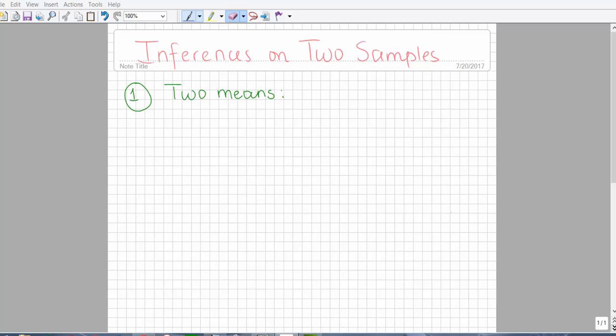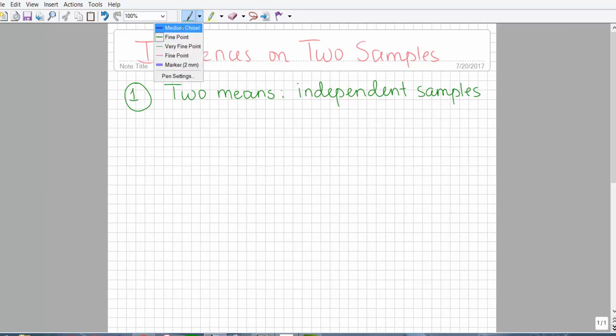So this is chapter 9, which is really a continuation of chapter 8, where we discussed hypothesis testing, but in this case we're going to talk about two samples. In the first video I will talk about inferences on two means where we have independent samples. Okay, so samples that have nothing to do with each other, and the outcome of one does not affect the outcome of the other. All right, so I'm going to go ahead and set up the following problem.